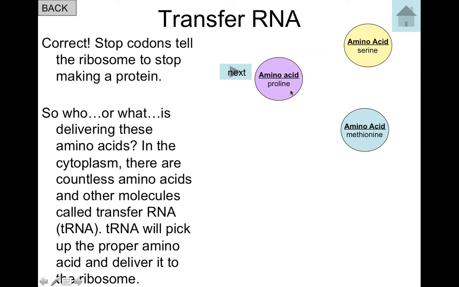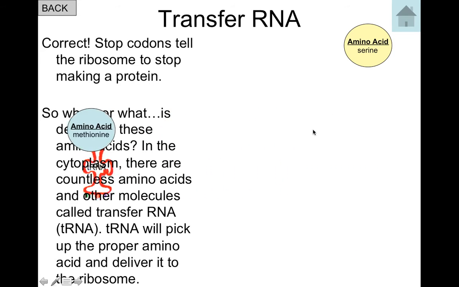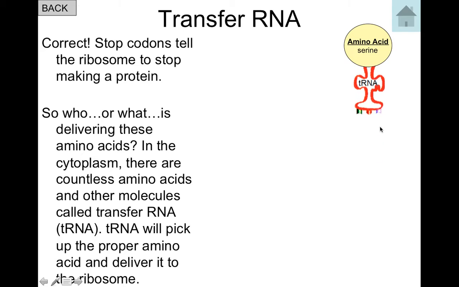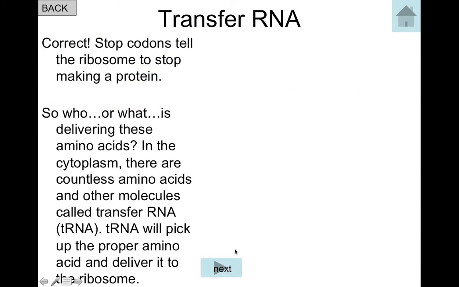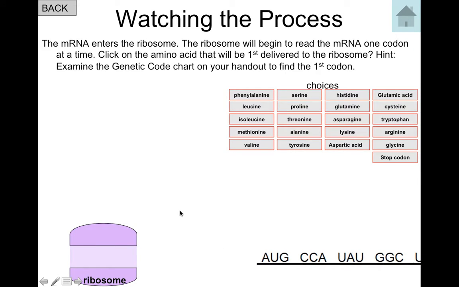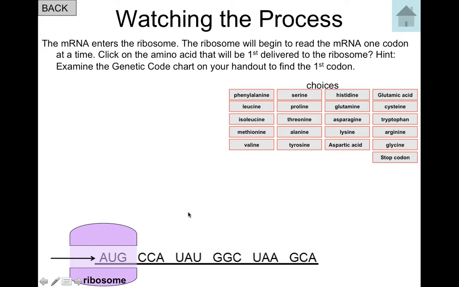Okay, so we have these amino acids. Let's see what we're doing here. Transfer RNA, let's pick that beast up. Now we're going to get a transfer RNA to pick up this one. And while you're watching, look at the bottom of the transfer RNA right here. Those are the anticodons, triplet. They deliver amino acids. So here we go. We're going to be zipping along. There's our first codon.